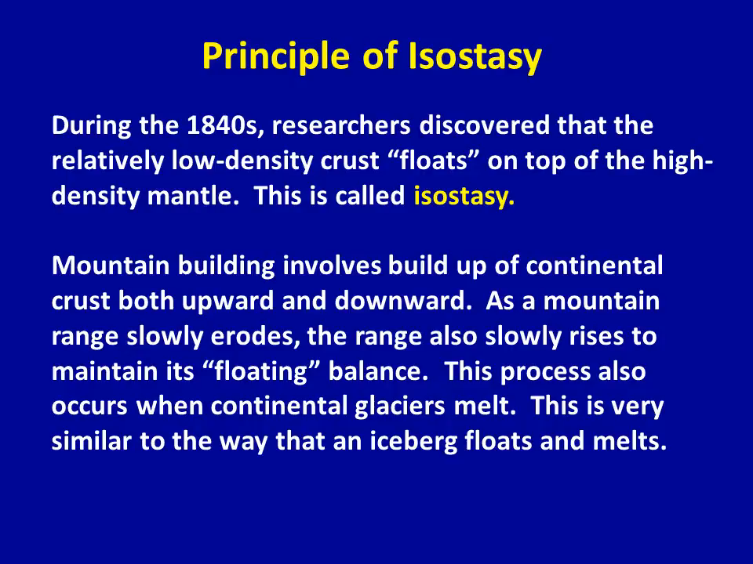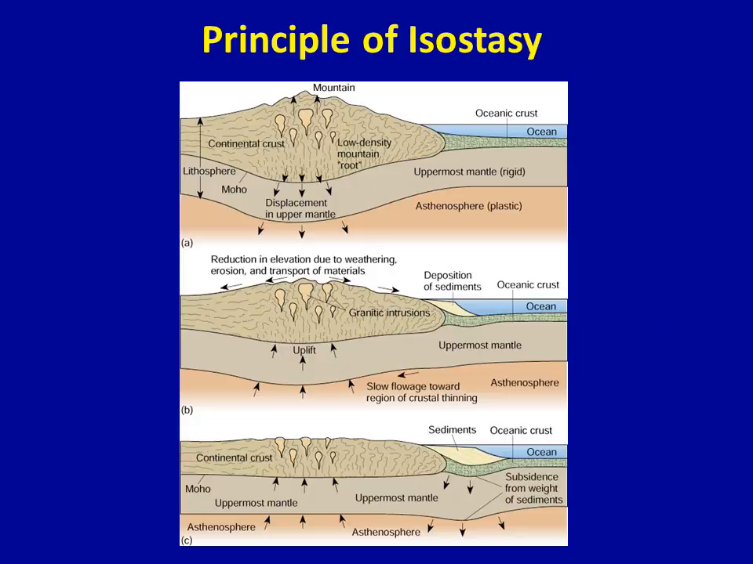As a mountain range slowly erodes, the range also slowly rises to maintain its floating balance, if you want to think of it that way. This process also occurs when continental glaciers melt, because continental glaciers are kind of like a mountain range, some of them 2 or 3 miles high. They push down the crust underneath them in the same way that mountains expand the crust downward.